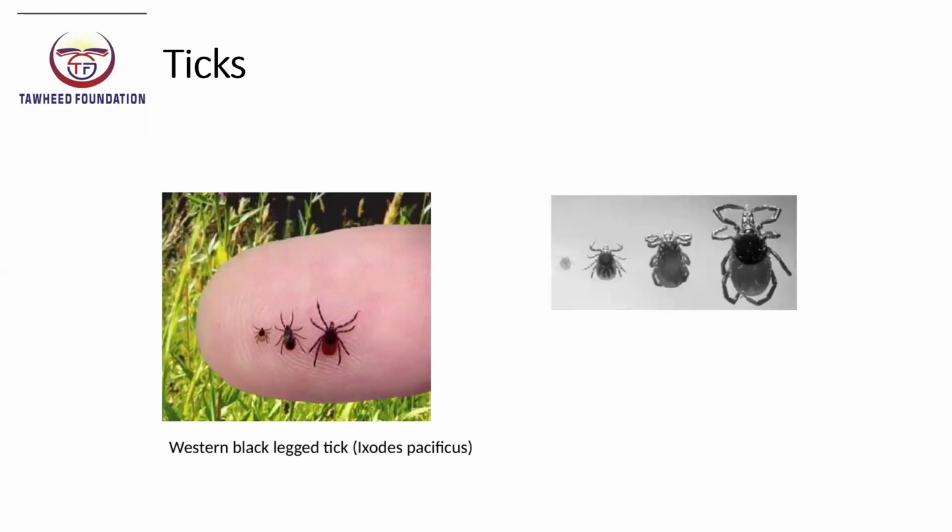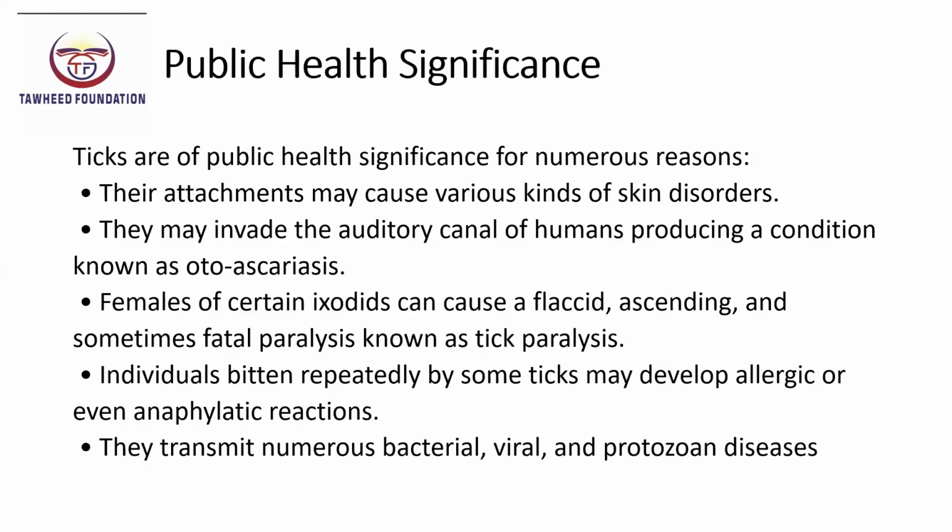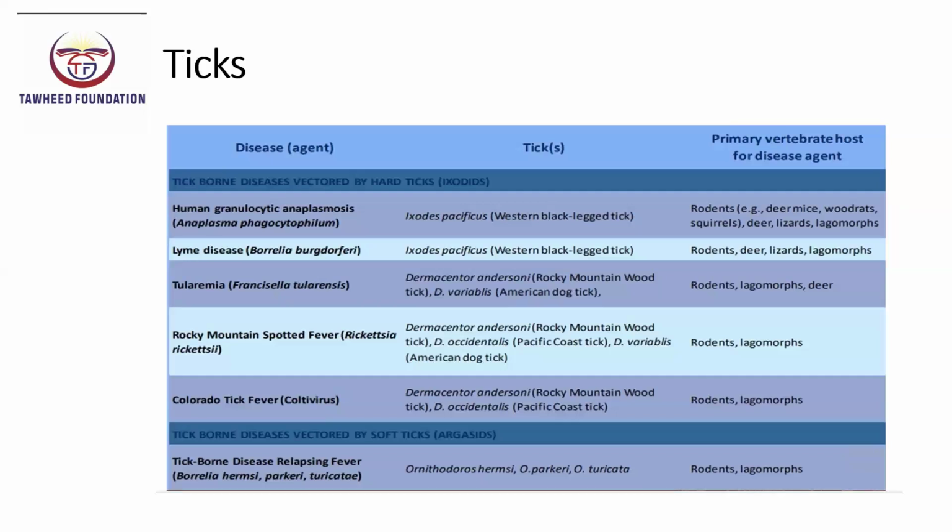This is the western black-legged tick. Ticks have significant public health importance because their bites can cause skin conditions, tick paralysis, and allergic or anaphylactic reactions in sensitized individuals. Crucially, ticks transmit a variety of bacterial, viral, and protozoan diseases such as Lyme disease, Rocky Mountain spotted fever, tick-borne encephalitis, and babesiosis. These are the diseases ticks cause in humans.